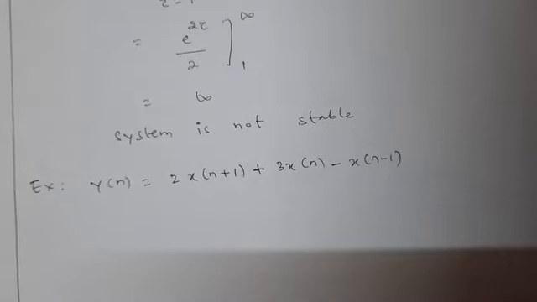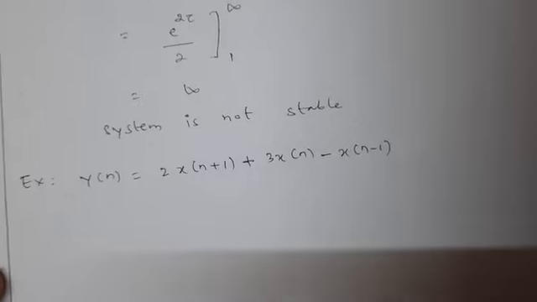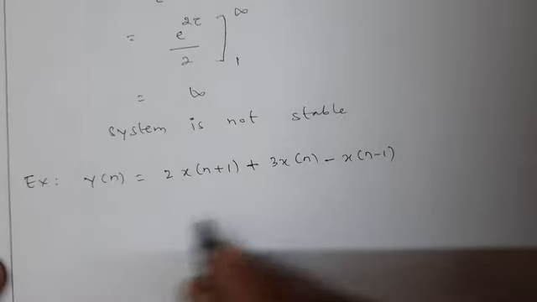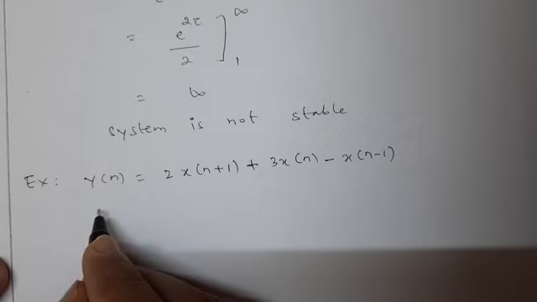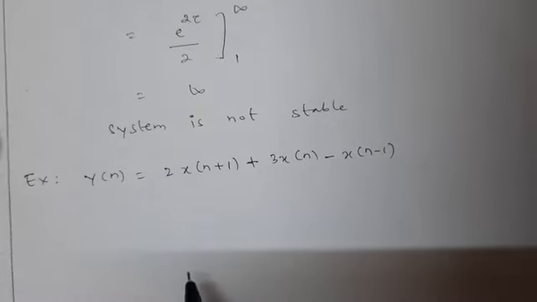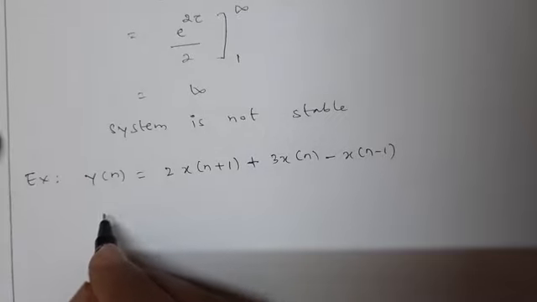You are asked to find stability and causality. When you are given such an equation, you know that you need h of n for telling whether it is causal or whether it is stable. So how to find h of n? If you know the z transform, then straightforward, convert it into a z transform equation.